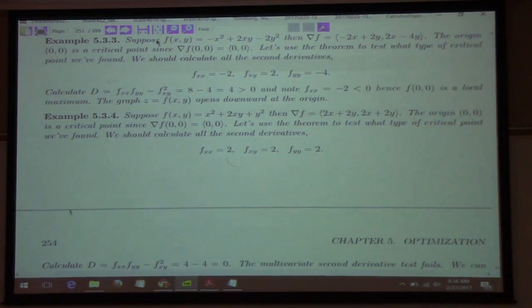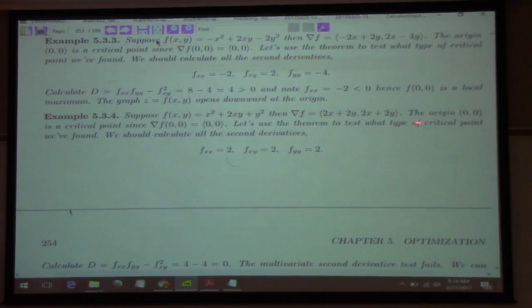Any questions so far? Third example. If we have f of x,y equals x squared plus 2xy plus y squared, right? Then the gradient of f is 2x plus 2y, 2x plus 2y. The origin is again a critical point, all right?